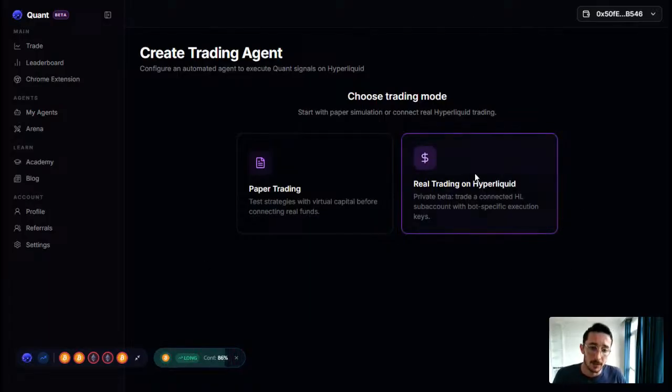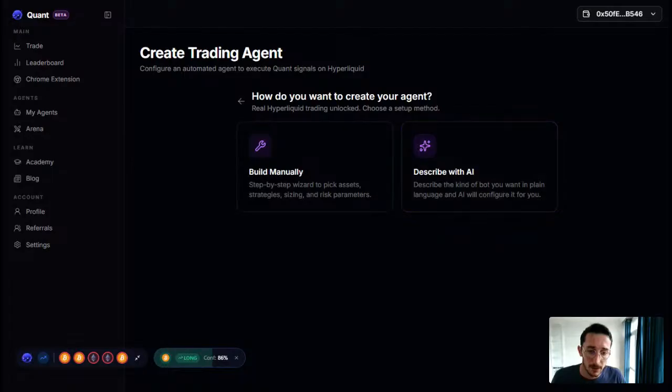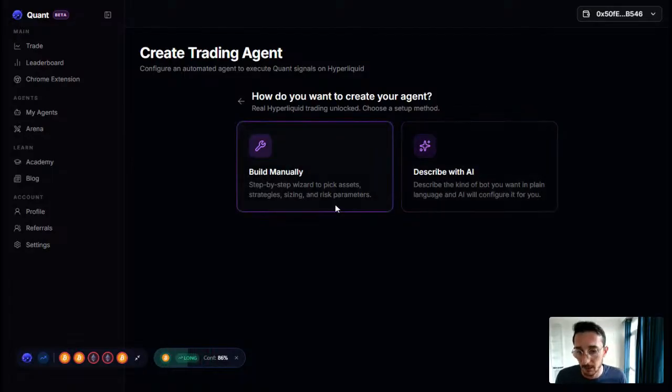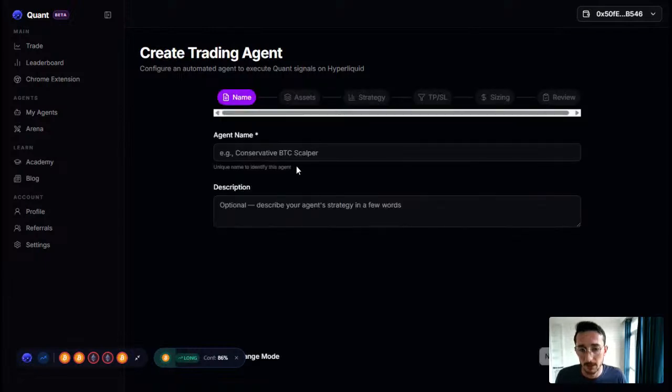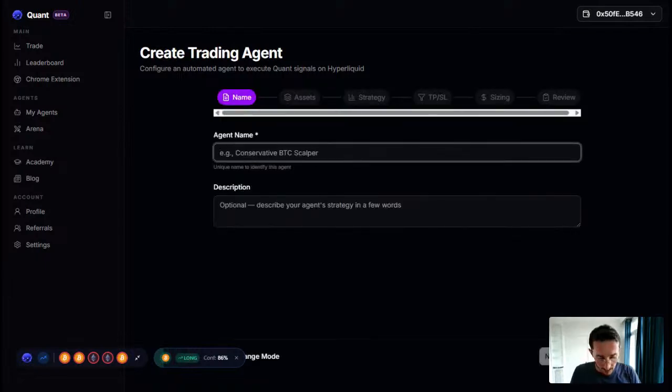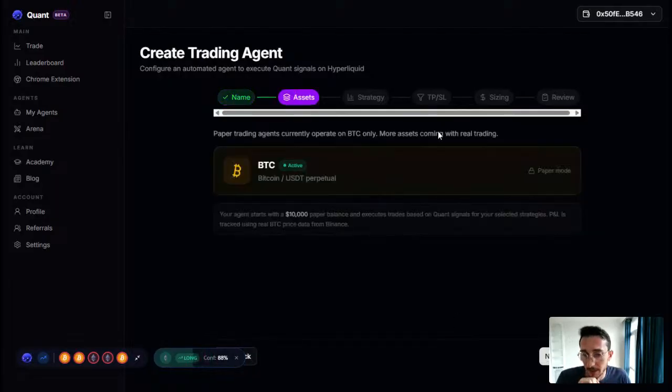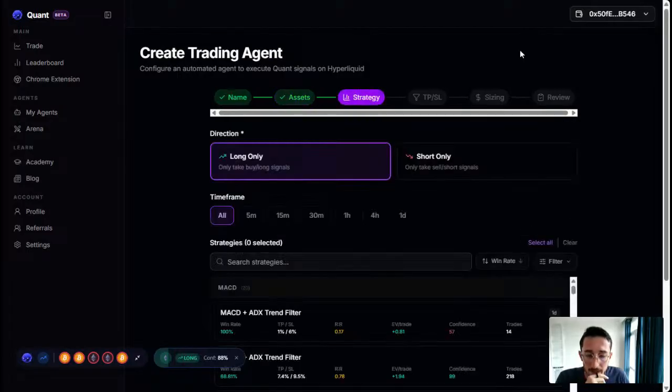So here I'm going to create a real trading agent on Hyperliquid. There are two options: I can describe it with AI, or I can build it manually. I'm going to build it manually. I'm going to call it Day 3 Stream Agent. Then I'm going to choose the asset. Right now we only have Bitcoin. So here's the important part: I'm going to pick the strategies.